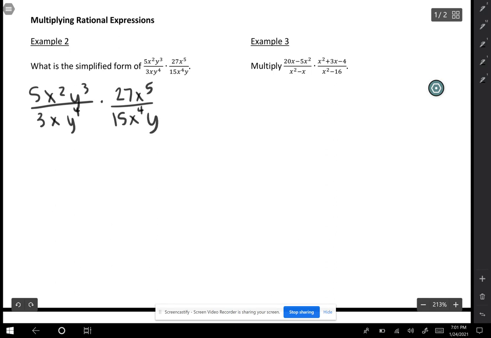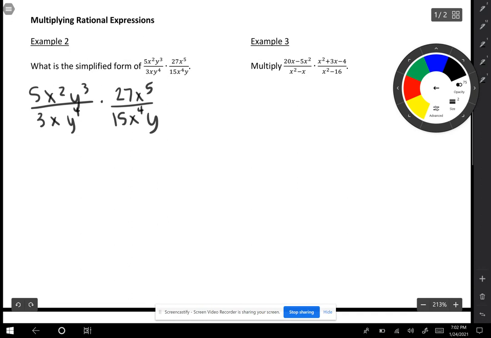As an example, I notice that on this first expression, you have an x on the bottom and two x's on top, so I can cancel out one set. For the y cubed, I can cancel out 3 on bottom and 3 on top. This leaves me with 5x on top and 3y on bottom. For the next one, I know 27 and 15 are both divisible by 3. This leaves me with 9 over 5. For the x's, I can cancel out 4 of them, so you only have 1 left on the top, and you have a y left on the bottom.